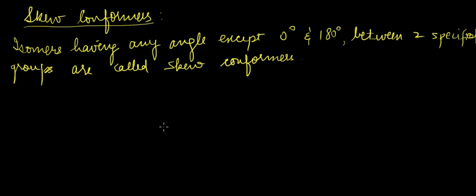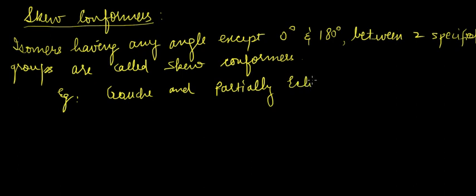Okay, and examples of skew conformers can be gauche and partially eclipsed. So as you know, the gauche and the partially eclipsed have specified groups that are not at 0 degree or 180 degree. They are somewhere in between at 60 and 120 degree, hence they are gauche and partially eclipsed.